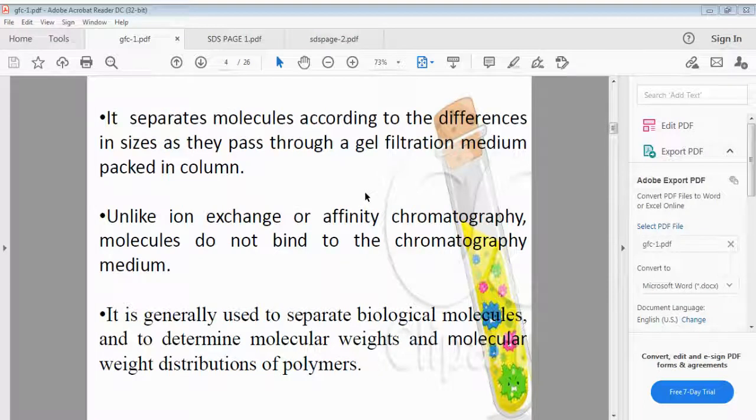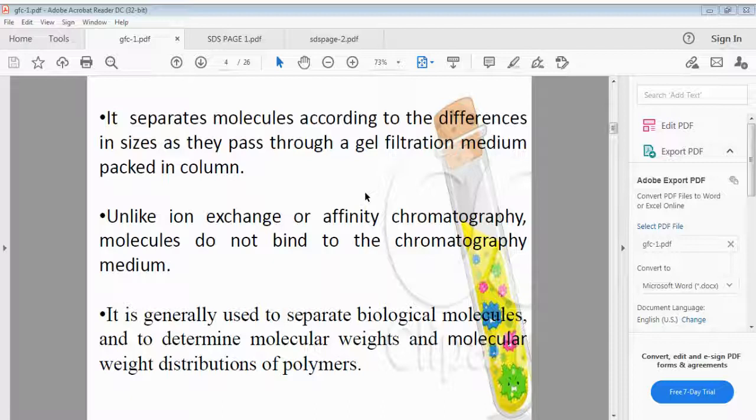Okay. Now, what is the principle? It separates molecules. I told you the separation depends upon the difference in the size. That is the main principle in gel filtration chromatography. So here it separates molecules according to the differences in the sizes as they pass through a gel filtration medium packed in a column. As I already explained to you, I hope it is very clear, isn't it?